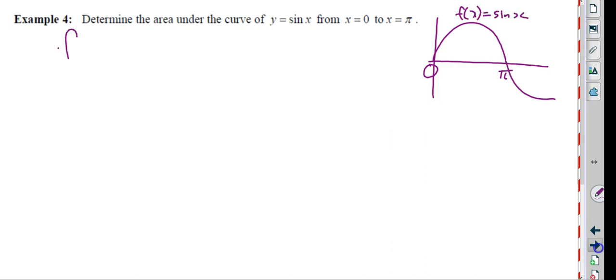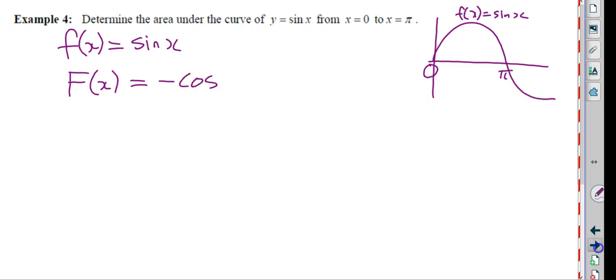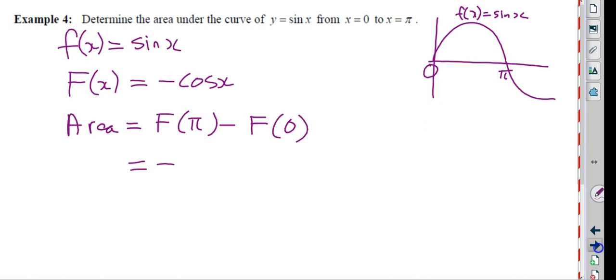So let's start off by saying, well, f of x is sine x. And I need a function whose derivative is sine x. Negative cosine of x, right? So the derivative of cos is negative sine, but we want positive sine, so we go to negative cos x. Okay, so the area we want is going to be F of pi minus F of 0. So negative cos pi minus negative cos 0.